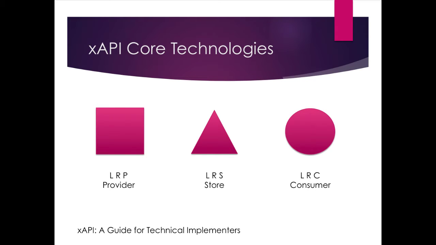In the document xAPI, a guide for technical implementers, we are presented with three definitions listed as core technologies enabled by the xAPI specification. First, a learning record provider, or LRP. An xAPI client that sends data to the learning record store. Often, the learning record provider will create learning records while monitoring a learner as part of a learning experience. The LRP is any source of xAPI data.